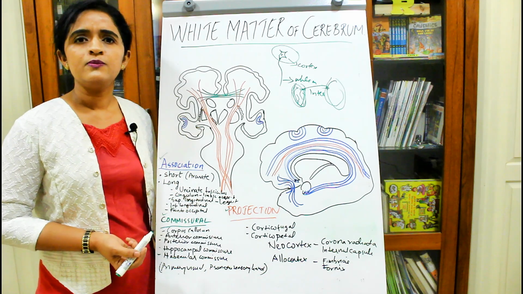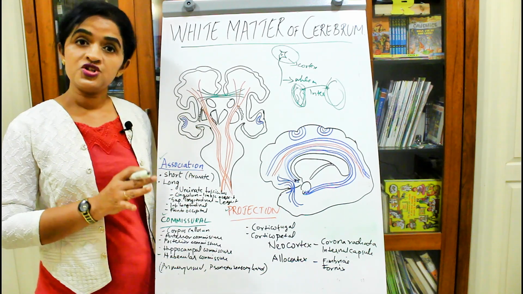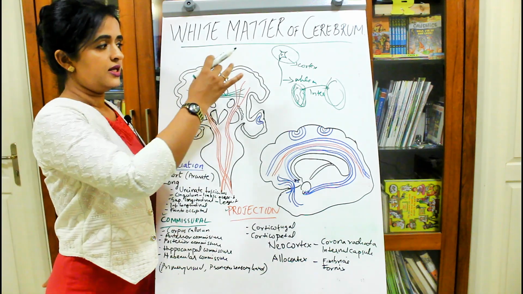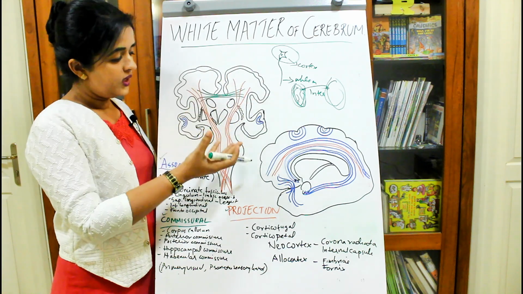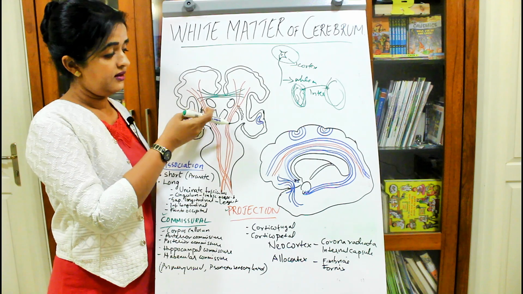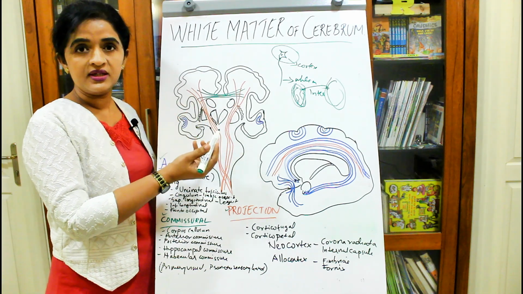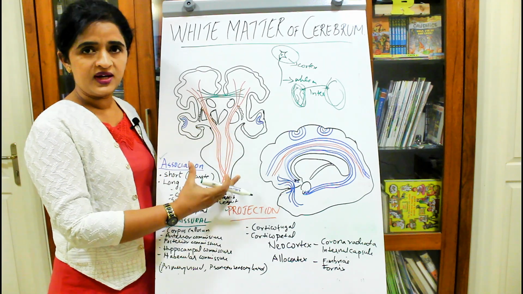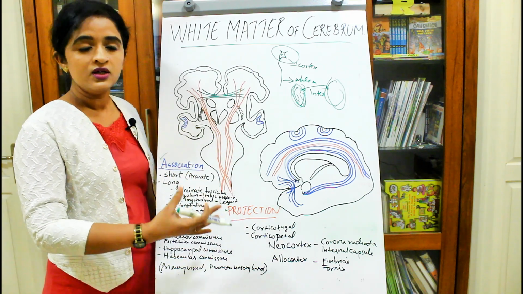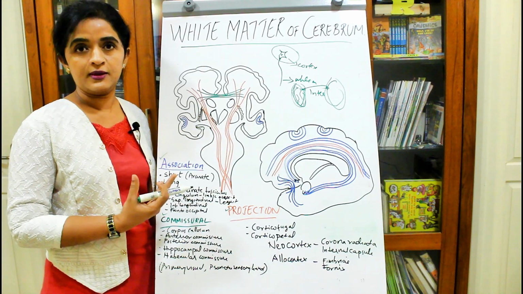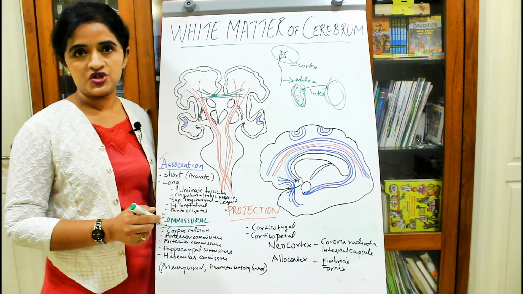Now, what do you mean by projection fibers? Projection fibers means the fibers which connect the cerebral cortex with the group of nuclei within the brain. That is, you have the basal ganglia, you have the thalamus. When you go down, you have the brainstem, then you have the spinal cord. So all these things are connected by a set of nerve fibers. That is what is meant by projection fibers.